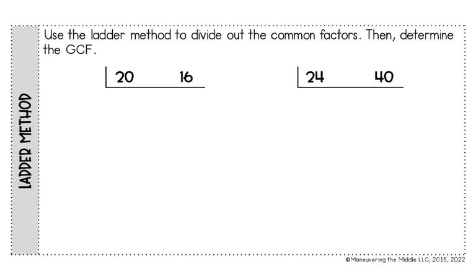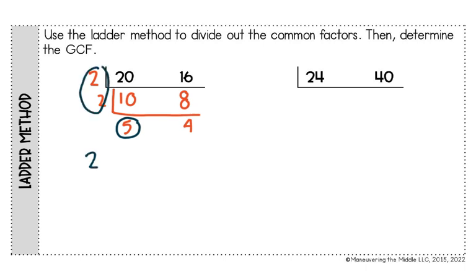So we have two numbers, 20 and 16, and I'm going to divide those by 2. So 20 divided by 2 is 10. 16 divided by 2 is 8. I'm going to do that again. 10 divided by 2 is 5, and 8 divided by 2 is 4. And since we have a 5 here, I can't divide 5 by 2 and get a whole number, so that is where we're going to stop. So now I'm going to take those two 2's that I wrote over here on the side and multiply them together. So 2 times 2 is equal to 4, so our greatest common factor is 4.